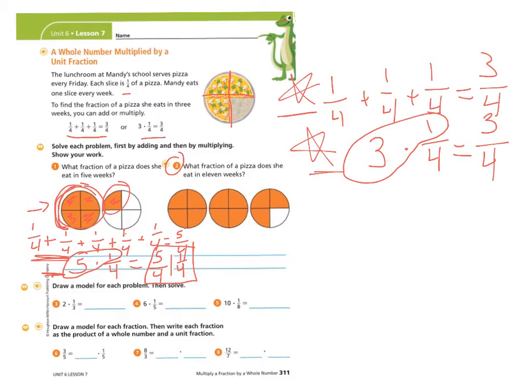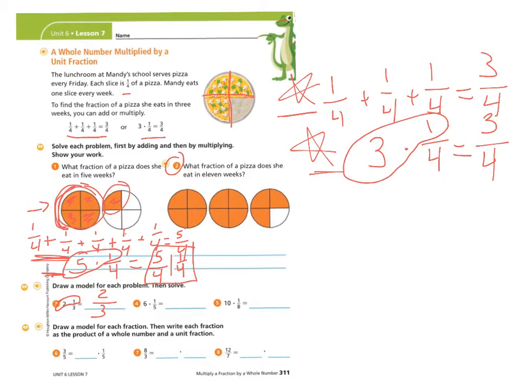Number 3, draw a model for each problem and then solve. If you don't want to draw, that's okay, but you can. How do we solve 2 times 1/3? You're going to take the whole number times the numerator, so 2/3. The denominator stays the same. Let's do one more together.